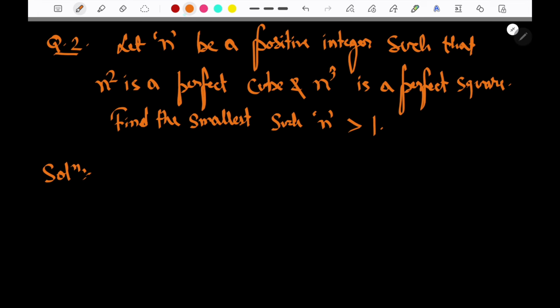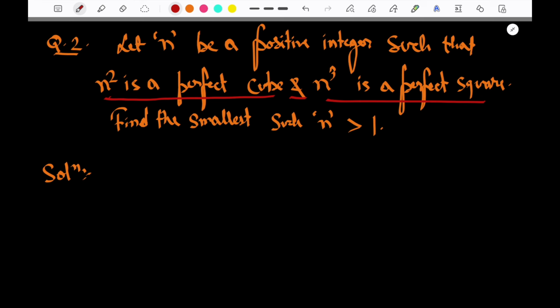Now how do we proceed? What is the way? See, n is a positive integer. Okay. So we can do one thing. First, we can write n as a product of prime factors by fundamental theorem. Then we know n square is a perfect cube. So what is the condition for being a perfect cube? We'll check. N cube is a perfect square. What is the condition for being a perfect square? We'll check. But we need both. So we'll combine the condition. So if we combine the condition and then we start finding the smallest n, that is the procedure.